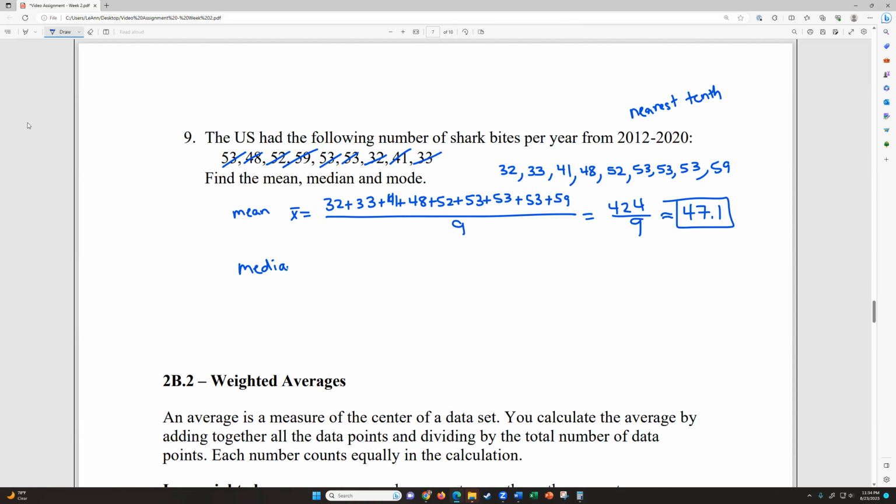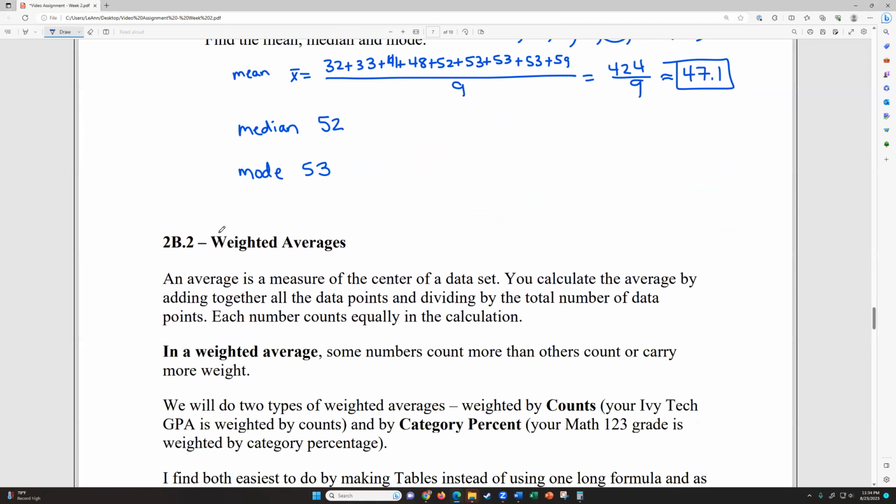My median. There are 9 numbers, so there should be 1 number in the middle since it's an odd set. If you count in on each side as you go, like 1, 1, 2, 2, 3, 3, 4, 4, this number right here, 52, is dead in the middle. Equally split on each side, there are 4 items. So my median is 52. My mode this time is very obviously 53. It is the only number that had any repeating, and there were 3 of them. So, all right, that takes care of 2B1.